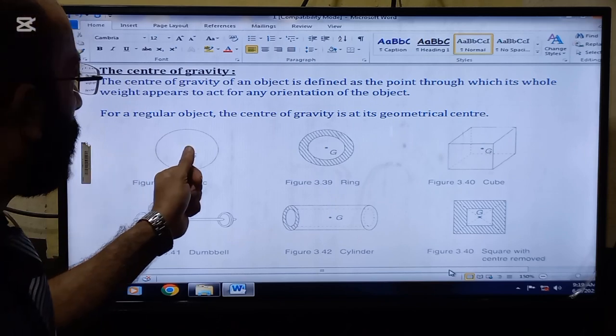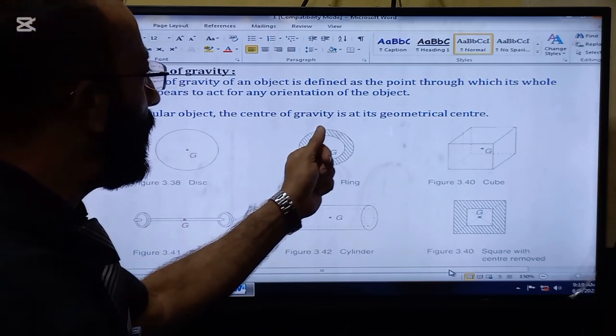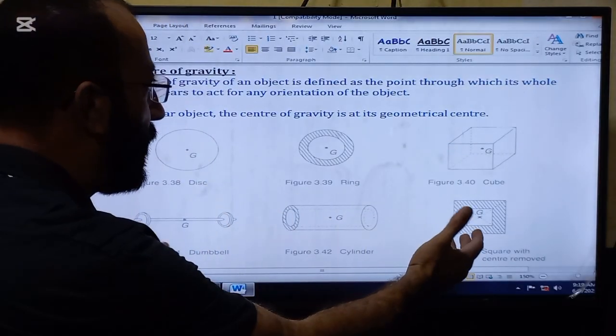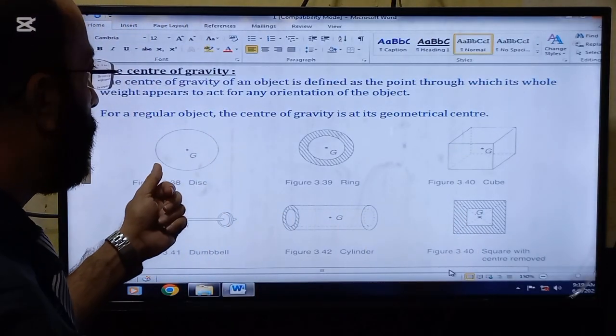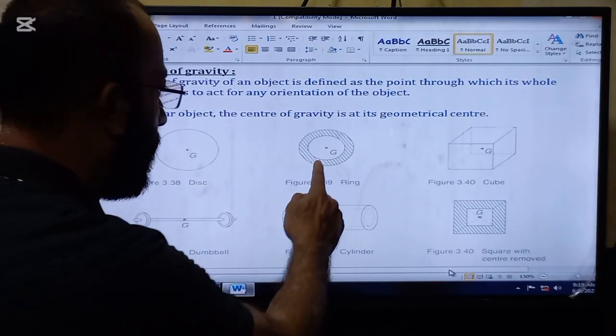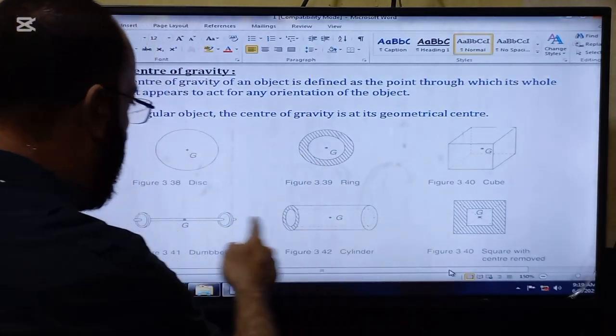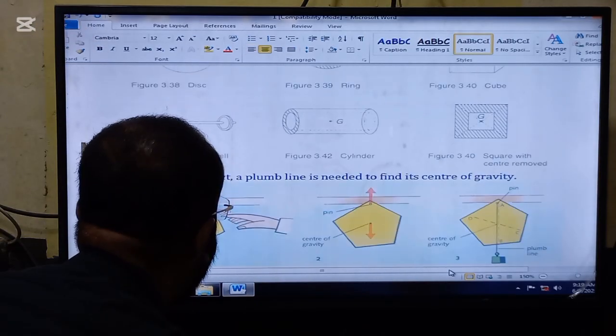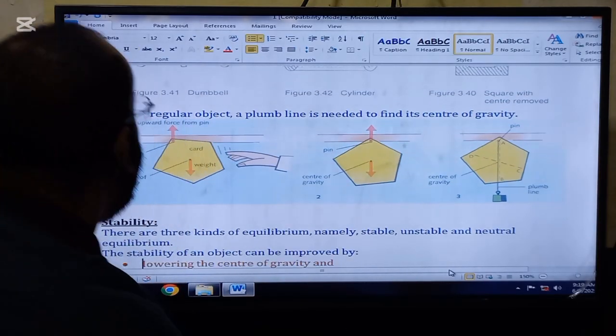For a regular object, the center of gravity is at its geometrical center. So here are some regular objects. Their center of gravity is at their geometrical center. Look, this is the center of every regular object. So their center of gravity lies there.